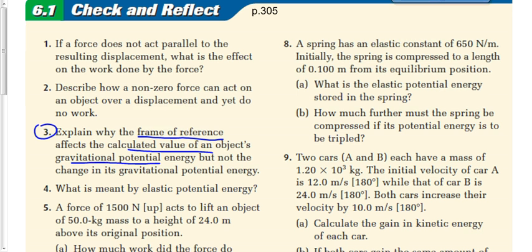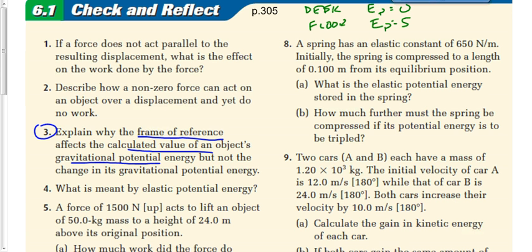But why does it not affect the change in gravitational potential energy? Well, let's look at it this way. If I measure the potential energy of this pen relative to the desk, it's 0. I measure the potential energy of that pen relative to the floor, it's 5. So relative to the desk, the potential energy is 0. Relative to the floor, the potential energy is 5.